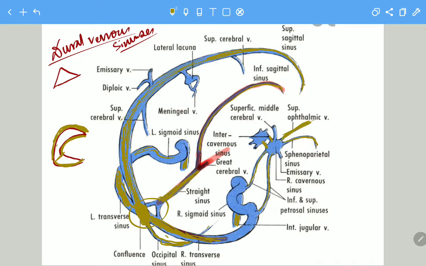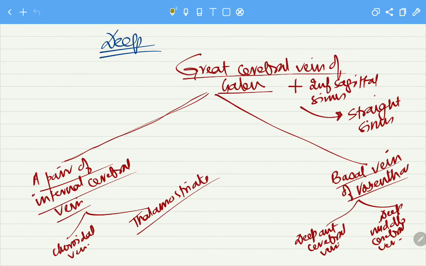So it receives blood from the superficial middle cerebral vein. It receives blood from the sphenoparietal sinus and it also receives blood from the superior and the inferior ophthalmic veins. The two cavernous sinuses are connected by the intercavernous sinus that lies anterior and posterior to the hypophysis, forming the venous circle around it. The dural venous sinuses are connected to the extracranial veins by the emissary veins. So this is in short.